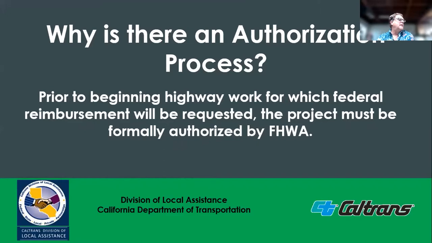Prior to beginning highway work for which federal reimbursement will be requested, the project must be formally authorized by FHWA. In California, we refer to this as the E76 process, or simply authorization. A project is not eligible for reimbursement until the authorization has occurred, along with a master agreement and program supplement having been executed.